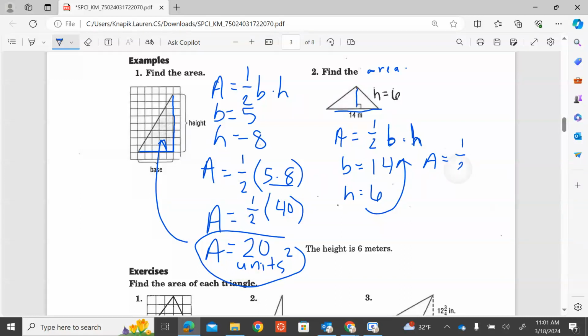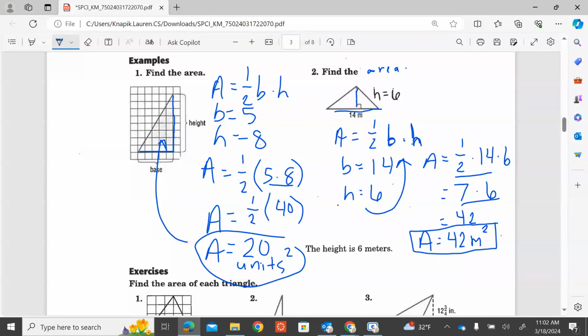Now we're just going to go ahead and plug in what we know into our formula. Area equals 1/2 times base times height. You do these in any order that you want to. 1/2 of 14 is 7, times 6. 7 times 6 is 42. Area equals 42 meters squared. Remember, we want to start adding on our units.